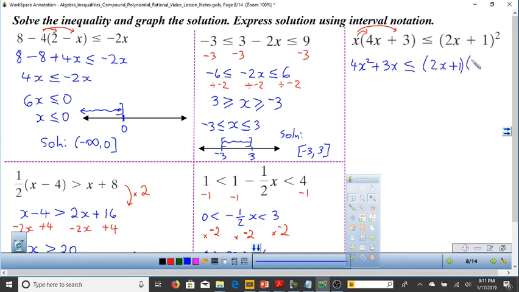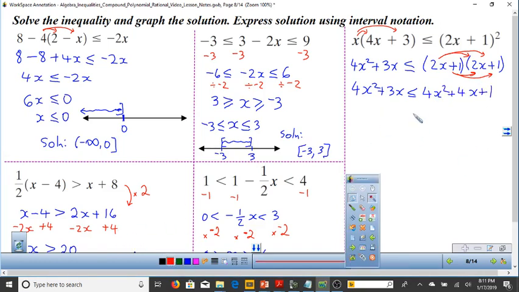We have to do the distributive property because you cannot distribute an exponent over an addition or a subtraction. When we do that distribution, which I'll skip one of those steps, I'm sure you can do that, you end up with, on the left side, we still have 4x squared plus 3x, but on the right side, we end up with 4x squared plus 4x plus 1. Now, I can get the x squares and the x's together, so I'm going to subtract 4x squared from both sides, and I'm going to subtract 4x from both sides. Let's leave the 1 there for now to see what happens.